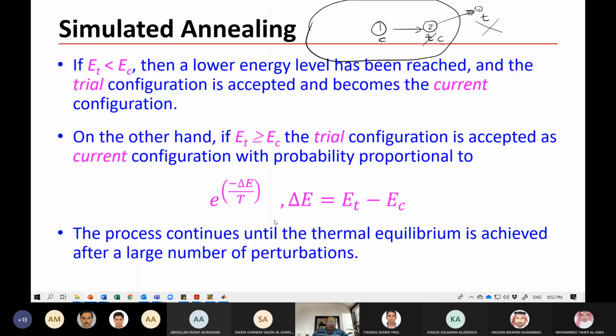If you look at this, at higher temperature, let us take an extreme case. If T is infinity, a very high value, what do you think this value would be?